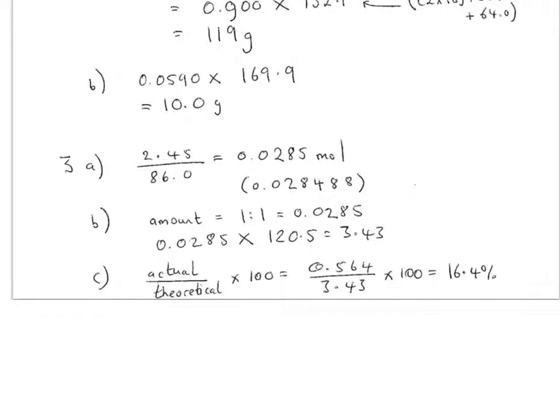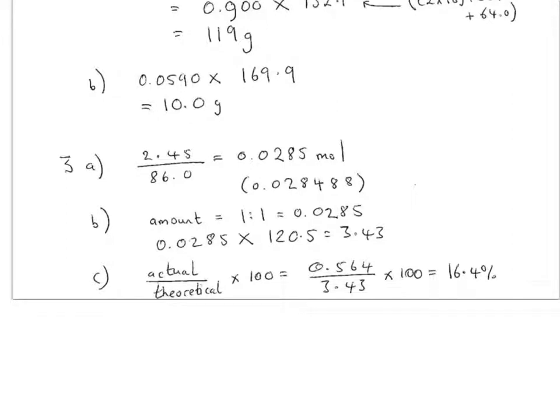Calculate the maximum theoretical mass of chlorohexane that could be formed. The reaction is a 1-to-1 ratio between hexane and chlorohexane, forming 1 mole of C6H13Cl. So it's the same number of moles here and here, multiplied by 120.5, which is the molar mass of chlorohexane, equals 3.43 grams.